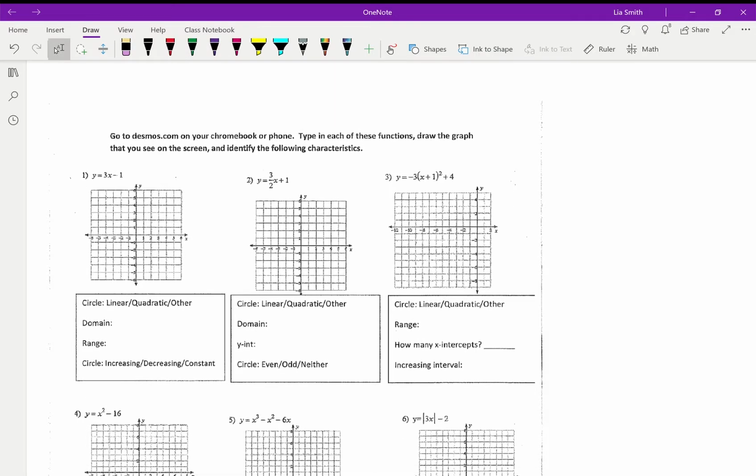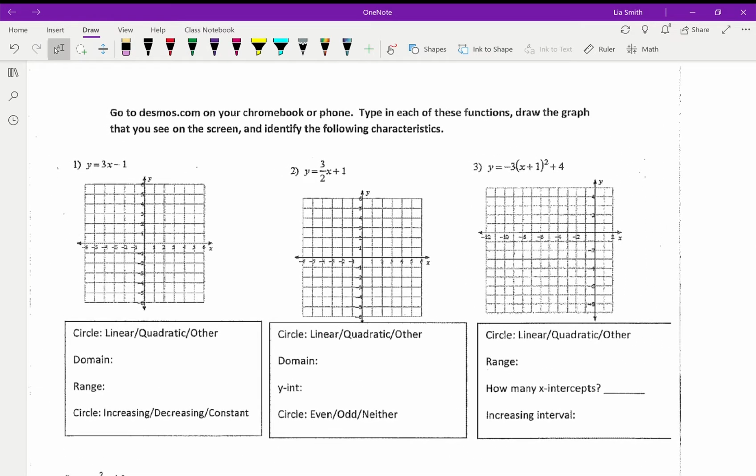So here it says go to desmos.com on your Chromebook or on your phone and type in these functions and graph them to see if you can identify the characteristics. What I would like you to do instead is use your transformations of functions to graph these things. Okay, there's a reason that we've been doing it that way. Again, if you remember, this is your slope, while this is your y-intercept.